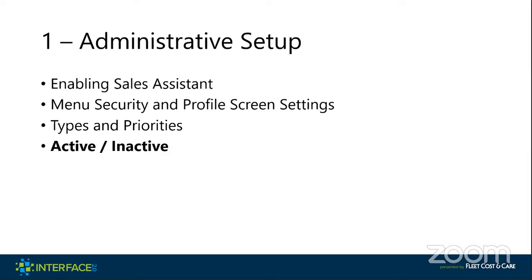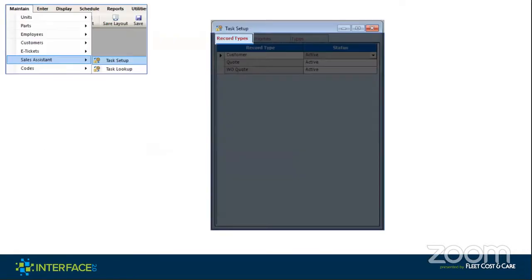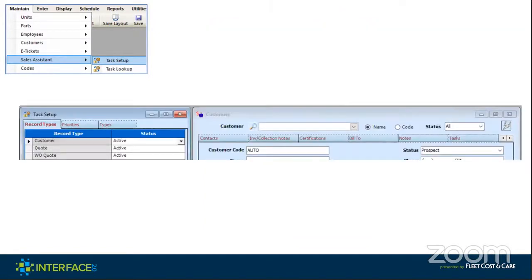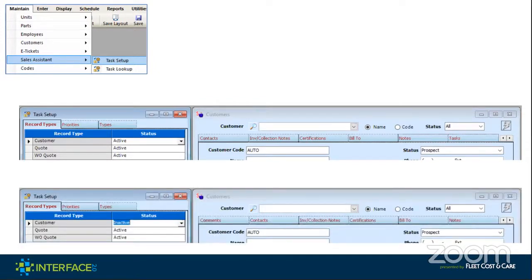Next thing administratively that we're going to get into is what does the active and inactive do on that first record type. So this is back into that same task setup screen in that first tab of record types. And you can see here on the first line, I've got customer record type set to active. And then if you look over on the far right of your screen, you can see that the tasks tab is there. On this second line, with the customer tab set to inactive, bring my laser pointer up, you can see that the task tab is not there.